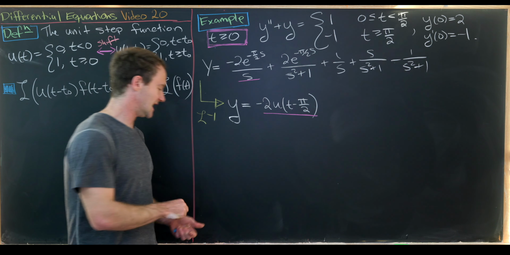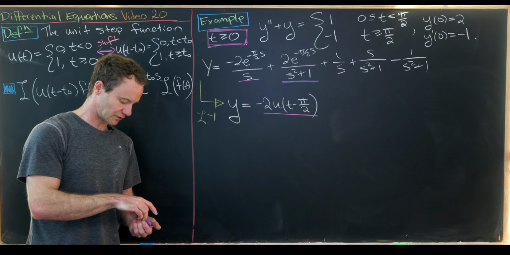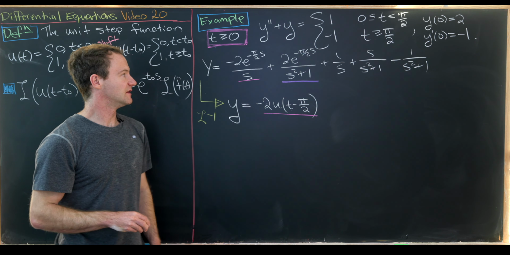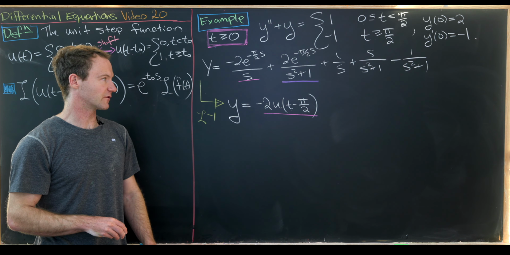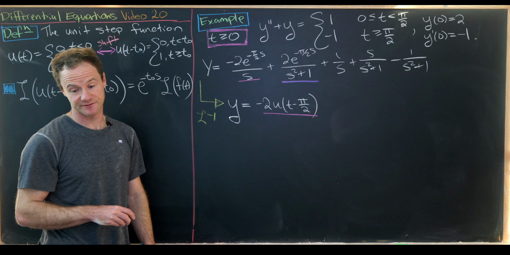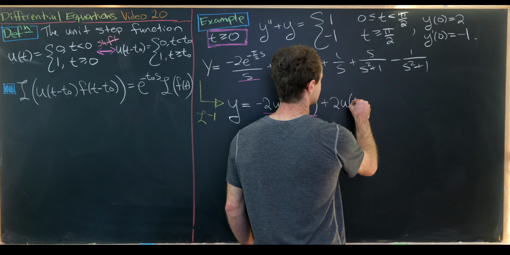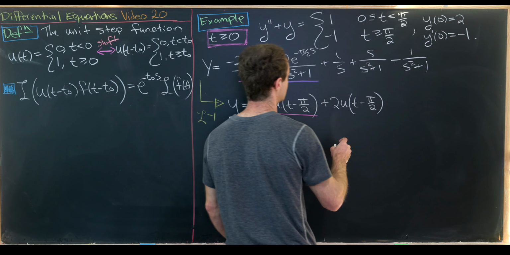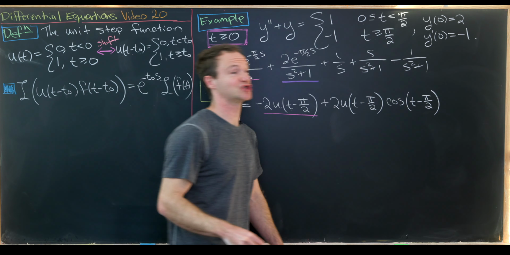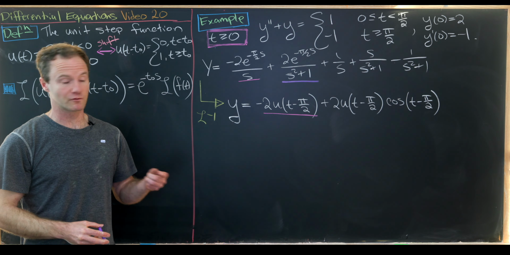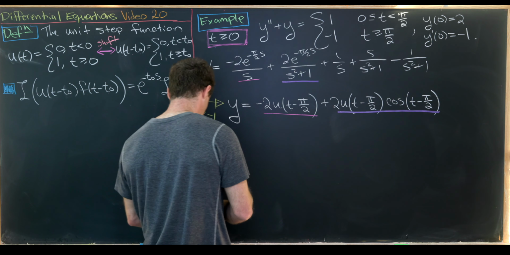Then what do we have for this next term, which I'll underline in this other purple color? So that's going to be some sort of shifted version of the inverse Laplace transform of 1 over s squared plus 1. The inverse Laplace transform of 1 over s squared plus 1 is something like cosine of t. So in fact, here we'll get plus 2, and then we'll have u of t minus pi over 2, and then we'll have cosine of t minus pi over 2 because of the shifting that occurred. It would have been regular cosine, but we get the shifting from this exponential here. So that's in this purple underline.